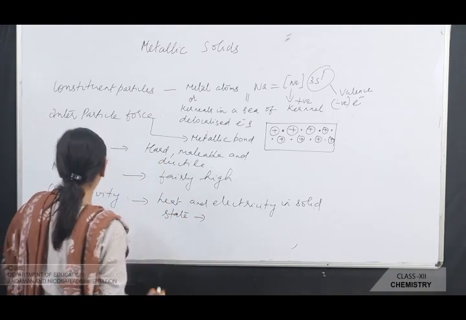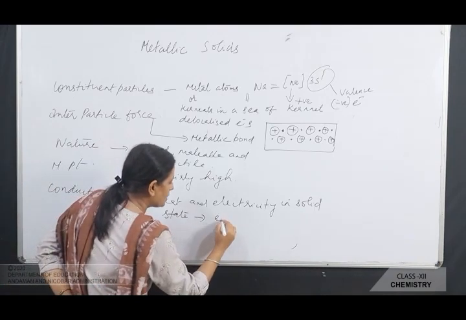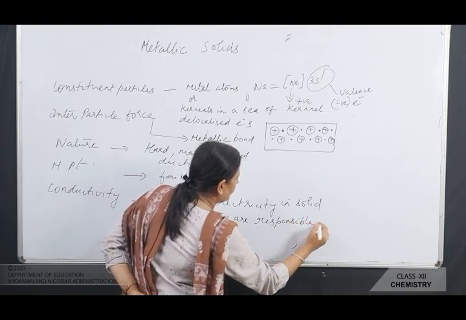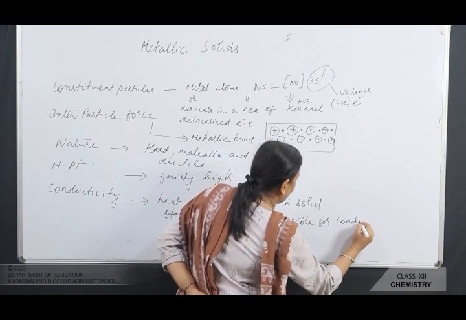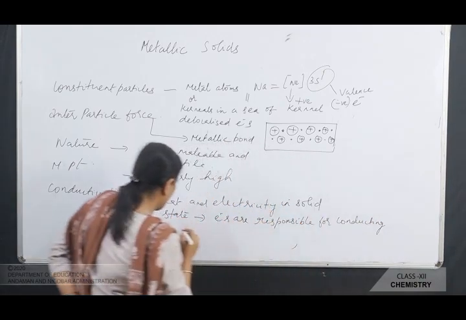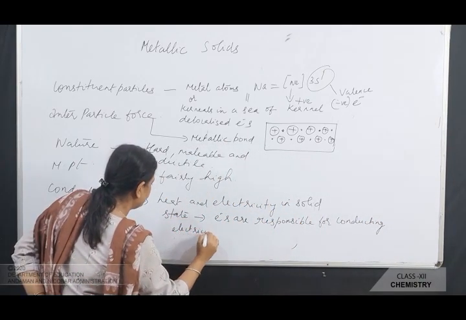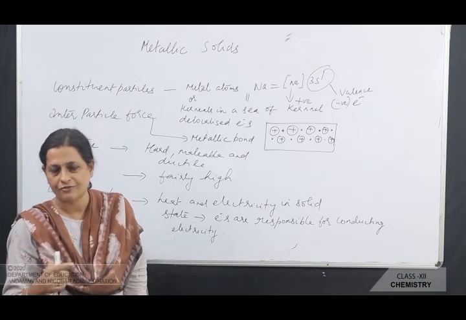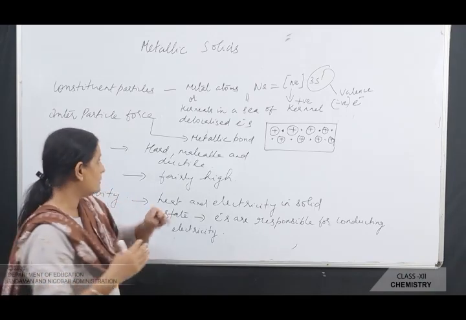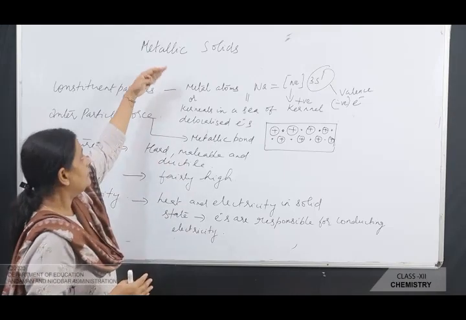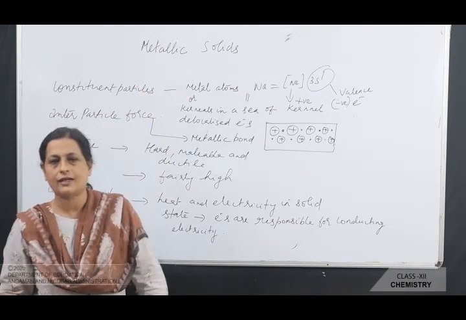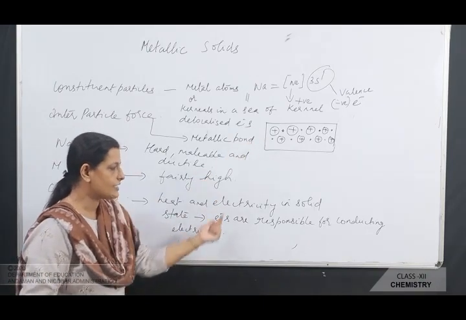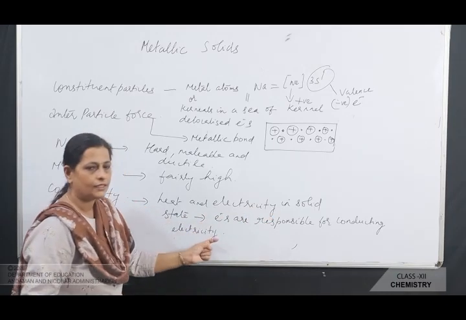Now, in the case of metallic solids, electrons are responsible for conducting electricity. Now in ionic solids, who were responsible? Ions were responsible for conducting electricity. So that's the difference between metallic solids and ionic solids. In ionic solids, ions were responsible for conducting electricity, and in metallic solids, the valence electrons or the mobile electrons are responsible for conducting electricity.